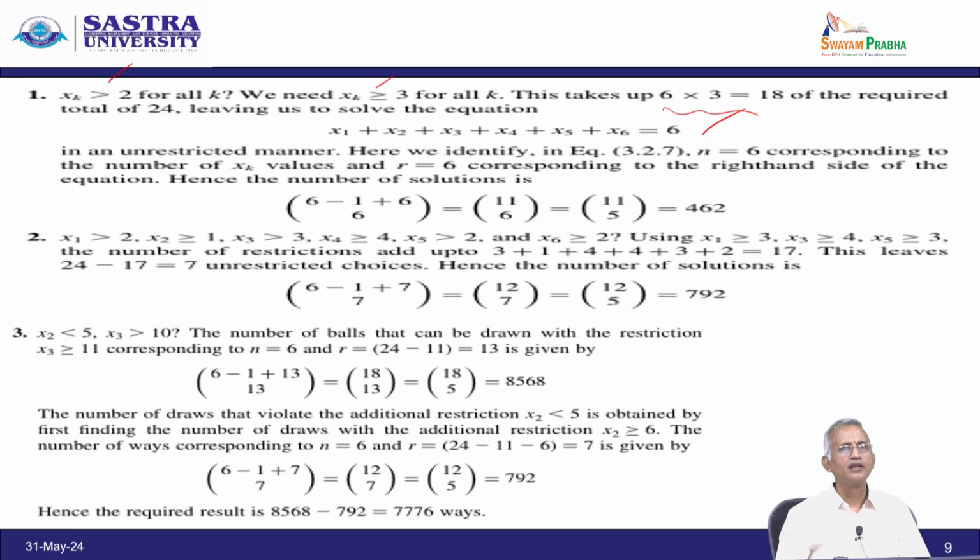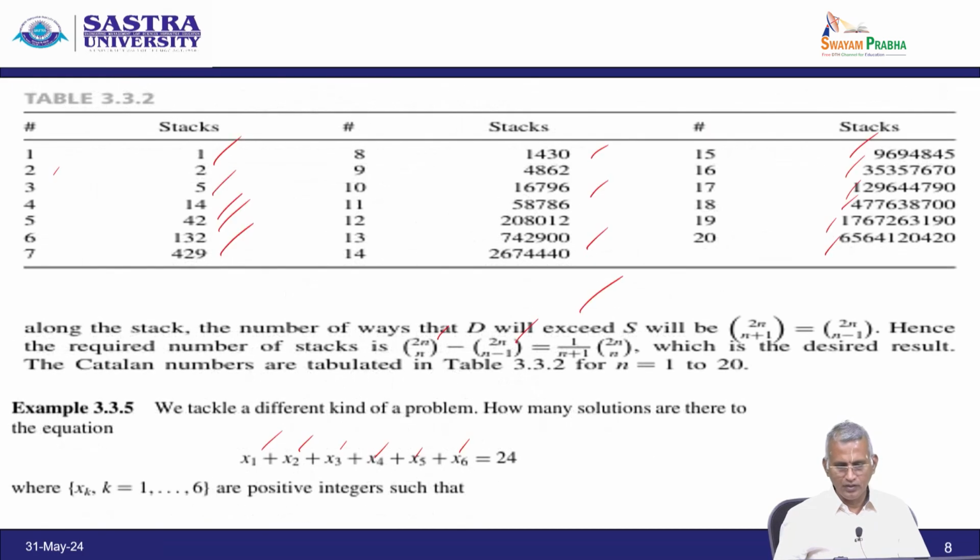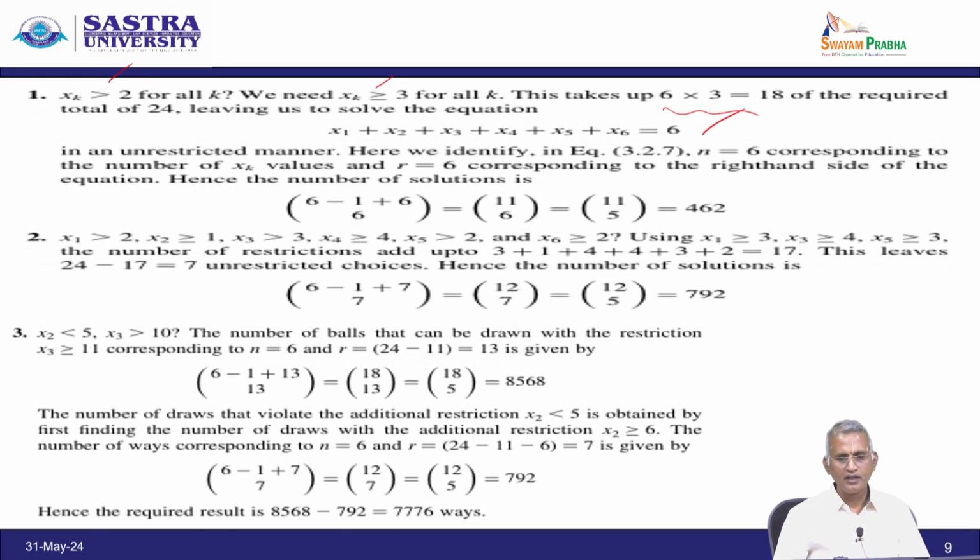So, here we identify the equation, and then when n equal to 6 corresponding to the number of variables xk, if you take r equal to 6 corresponding to the right hand side of the equation, then what happens is n minus 1 plus r, divided by C r, with r equal to 6.